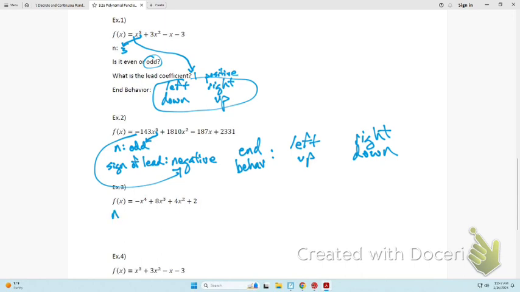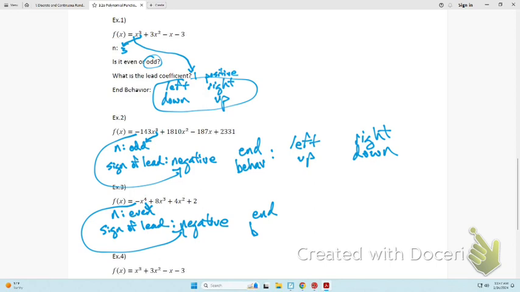This one N is even. And sign of lead is negative. It's like sometimes when I write, it's not registering. Kind of weird. Maybe I'm writing too fast. If it's even and negative, flip to the table, and it is going down and down.